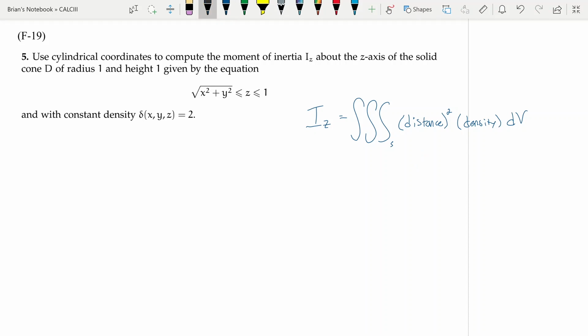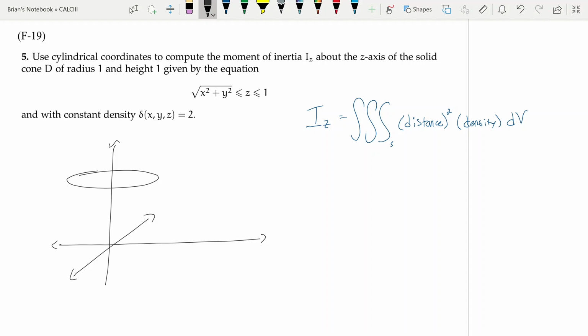So let's draw our picture. And we'll draw, it's a cone, right, of radius 1 and height 1. So height 1 is just up here. The radius is 1. And then it just comes on down towards the origin. Cool. Okay.